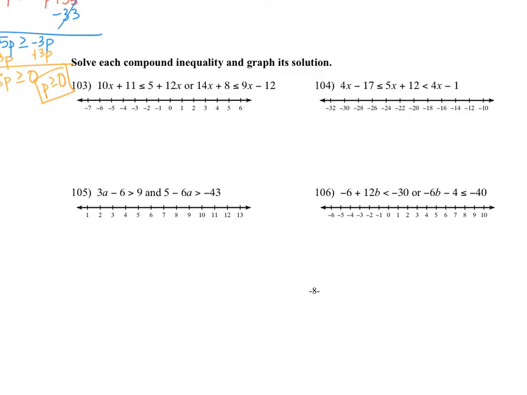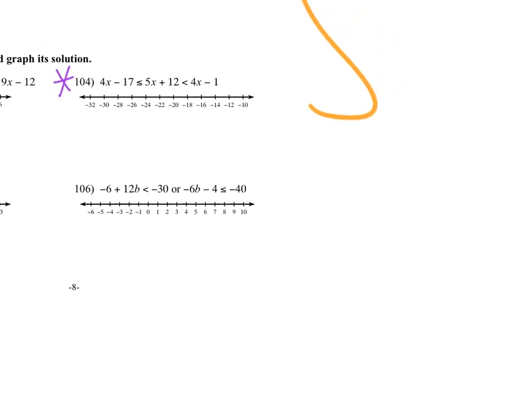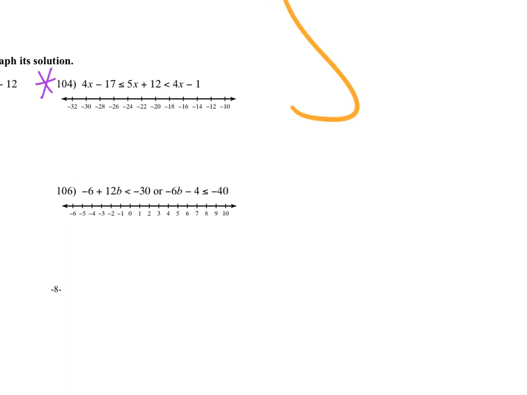Okay, so the next section has compound inequalities. Some of them are or problems and some of them are and problems. I think the most difficult one is something that looks like number 104. So let me mark that as 104. And the reason is because it's a compound inequality. So I'm going to write this. Actually, I'm going to scoot this over. Okay. And I'm going to be able to write this problem right here. So 4x minus 17 is less than or equal to 5x plus 12 is less than 4x minus 1.